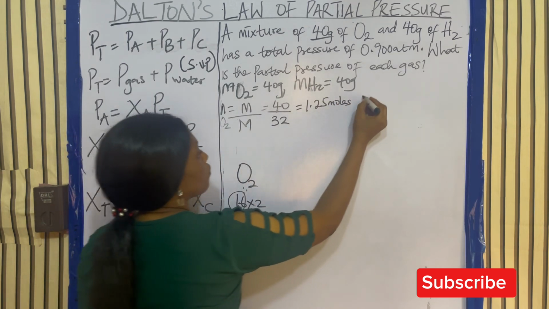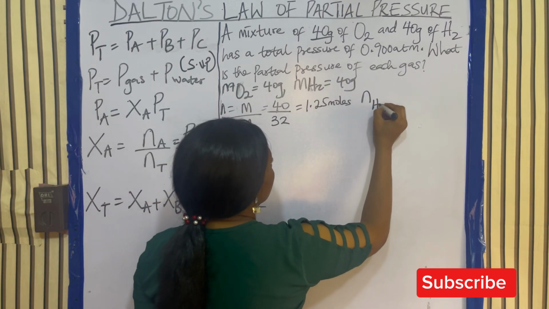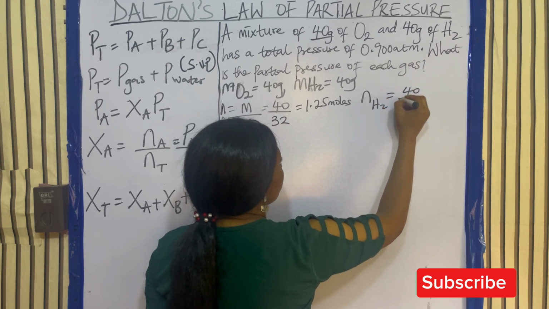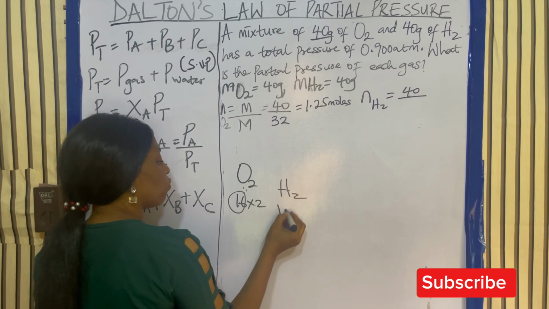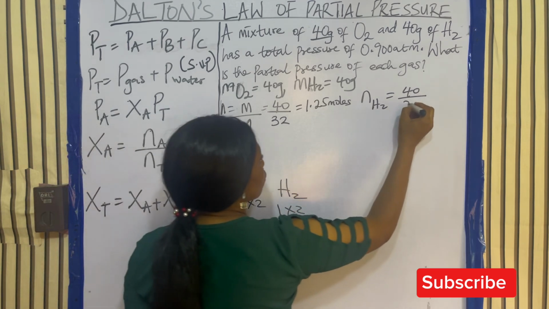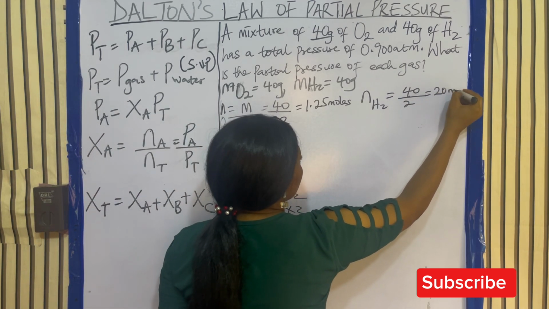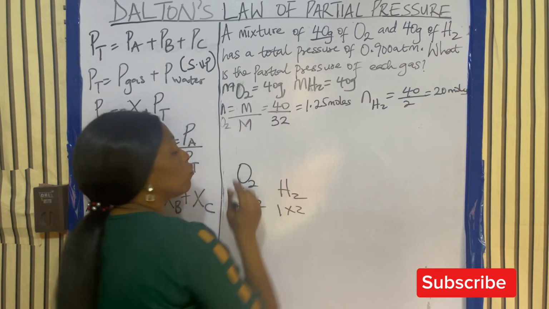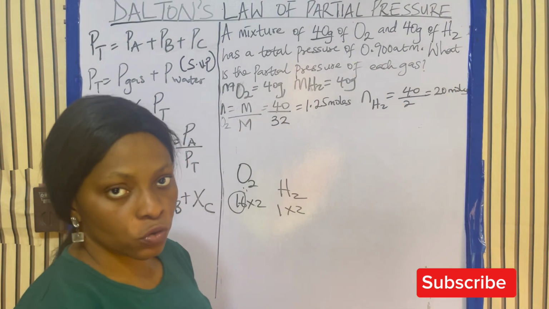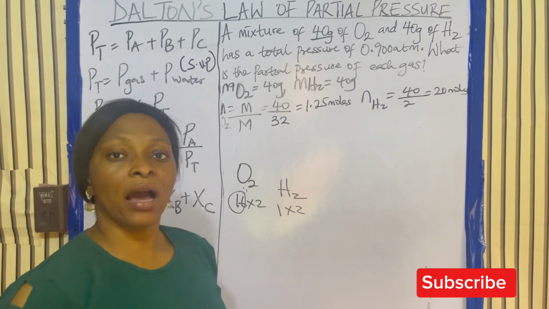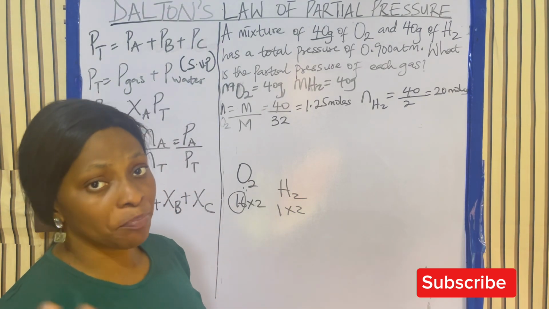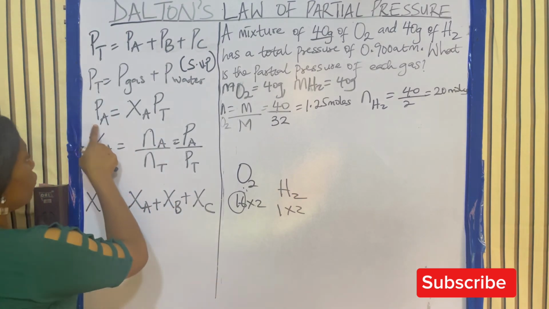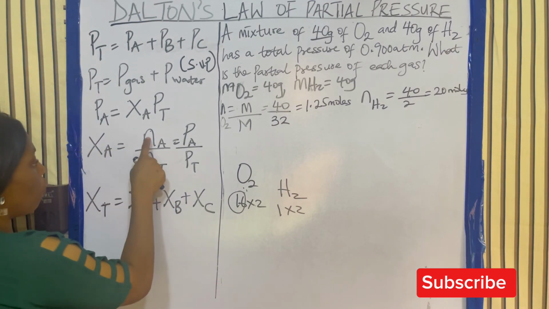Then, let's look for the number of mole of hydrogen gas. Mass in gram is 40. Then, the molar mass of hydrogen gas will be: hydrogen is 1, 1 times 2, that will give us 2. So this will give us 20 moles. So we have been able to find their number of moles. With this, we can find their mole fraction, and when we find their mole fraction, we multiply it by the P total, just like you have it here. So let's find our mole fraction.